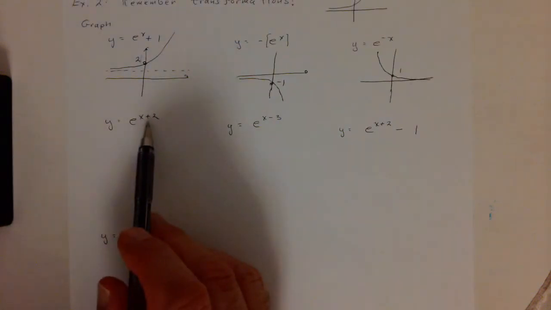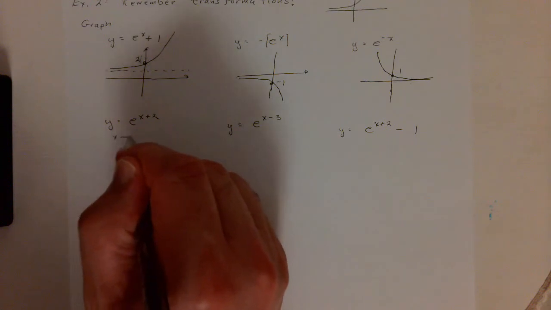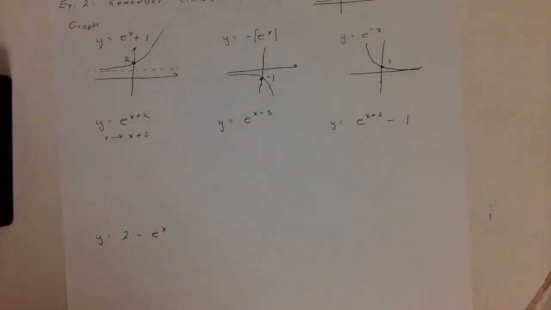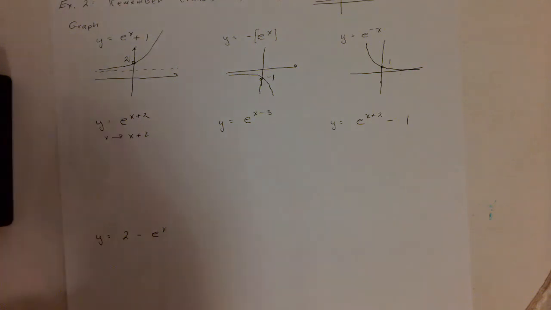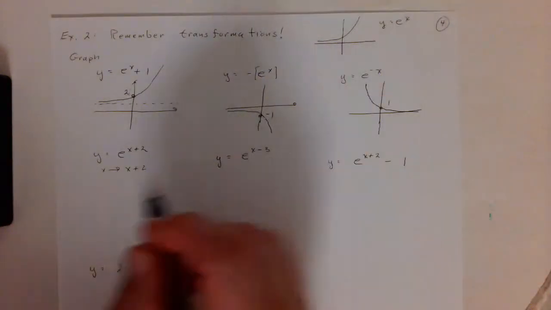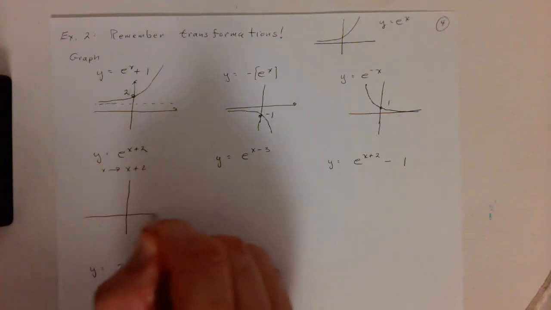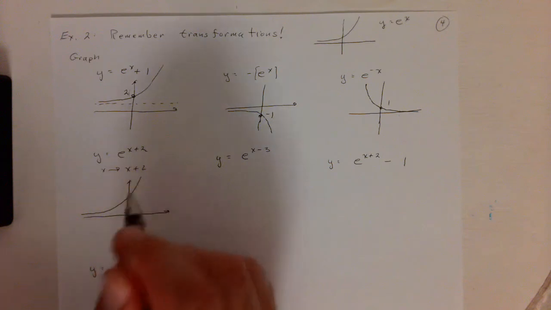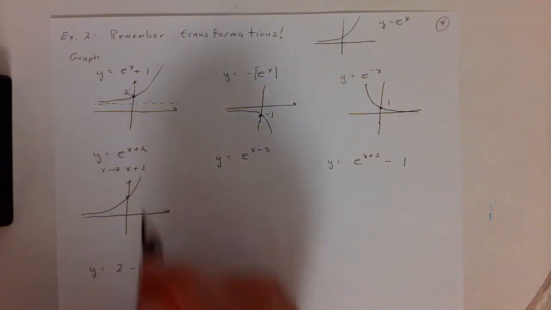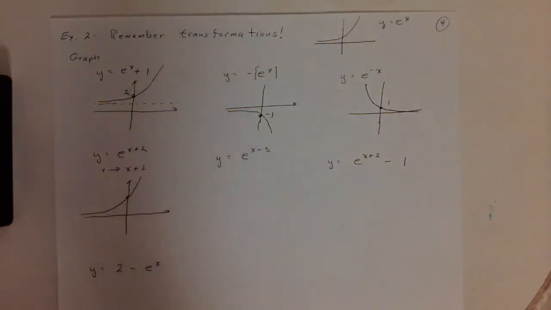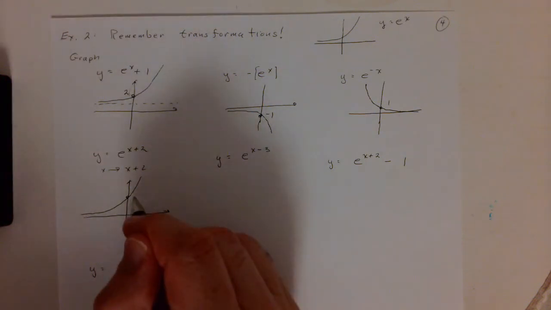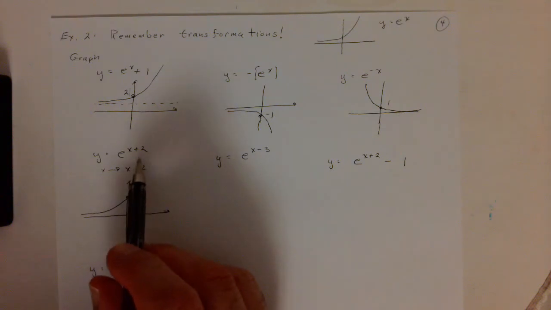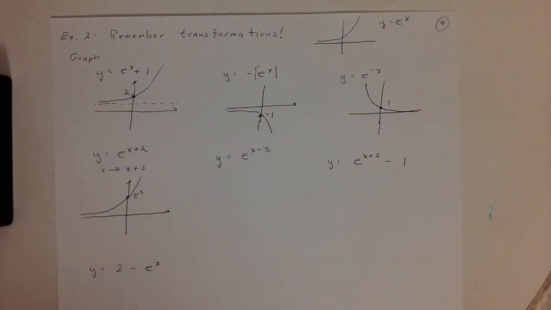E to the x plus 2, we've replaced x with x plus 2. If you remember, what does that do? That shifts the graph to the left 2 units. So we take this and shift it to the left. You'll see it will almost look the same, except now the y-intercept is going to be at e squared. Okay, if you plug in x equals 0, we get e squared.